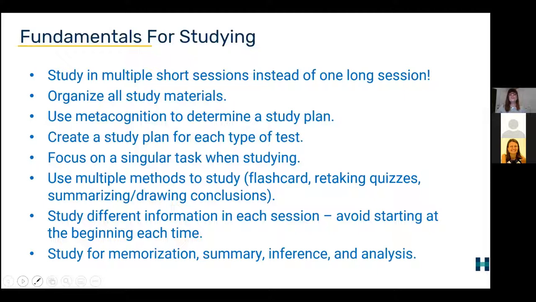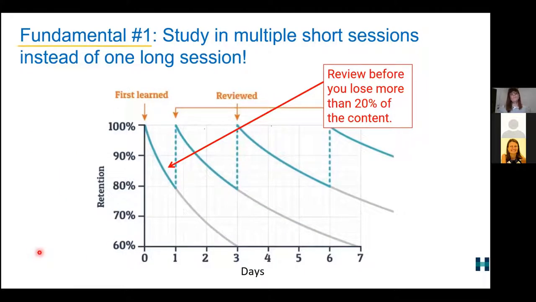So let's look at each one of these fundamentals in detail and related strategies that support these fundamentals. The first one: study in multiple short sessions instead of one long session. Essentially, this begins way back on day one, the first day that new information is presented in the unit, where you spend 10 or 15 minutes reviewing the information you were given so that your memory of that information doesn't dip down past 80%. So when it comes time to do intense study for the test, you've already done small incremental study sessions to retain the memory, so you're not starting out way back down at 20% retention.